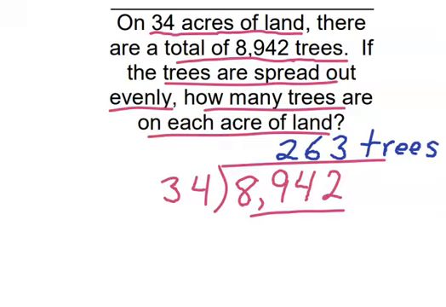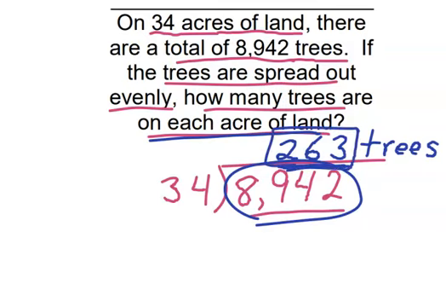It says how many trees on each acre of land. There would be 263 trees on each one of those acres for the 34 acres. Therefore, there is a total of 8,942. So our answer is 263 trees on each acre.